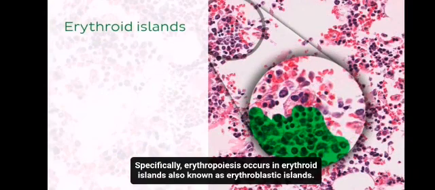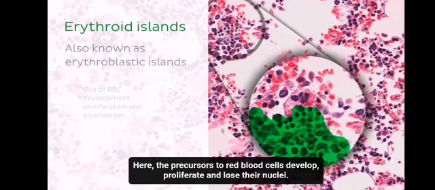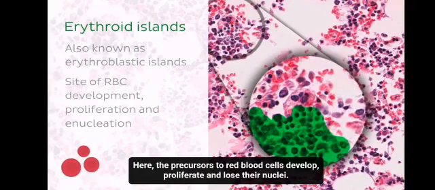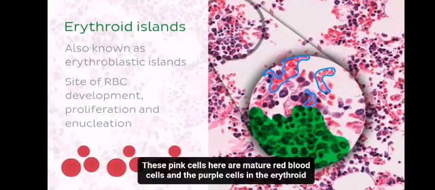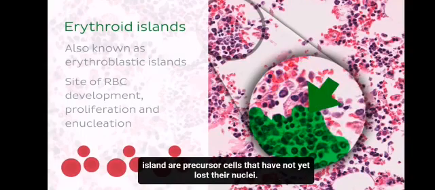Specifically, erythropoiesis occurs in erythroid islands, also known as erythroblastic islands. Here the precursors to red blood cells develop, proliferate, and lose their nuclei. These pink cells here are mature red blood cells, and the purple cells in the erythroid island are precursor cells that have not yet lost their nuclei.